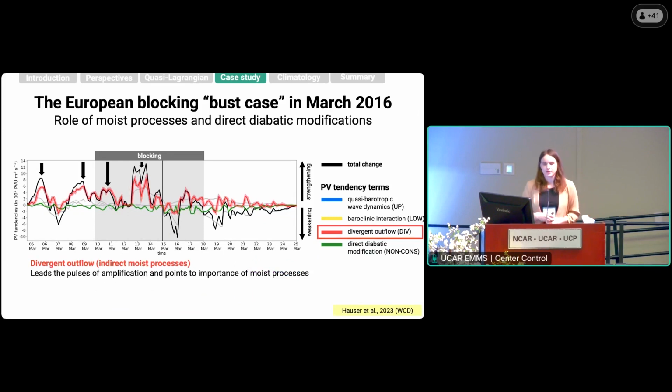However, and this is what I mentioned before, we can look at the divergent outflow because it's an indirect moist component as it is linked to warm conveyor belt outflow in the upper troposphere. And you can see that here it leads the pulses of amplification before the blocking, but also during this blocking event. Therefore, we can conclude what already has been shown by Grams et al. 2018, but in a quantifiable way here, that the divergent outflow leads the pulses of amplification and points to the importance of moist processes.